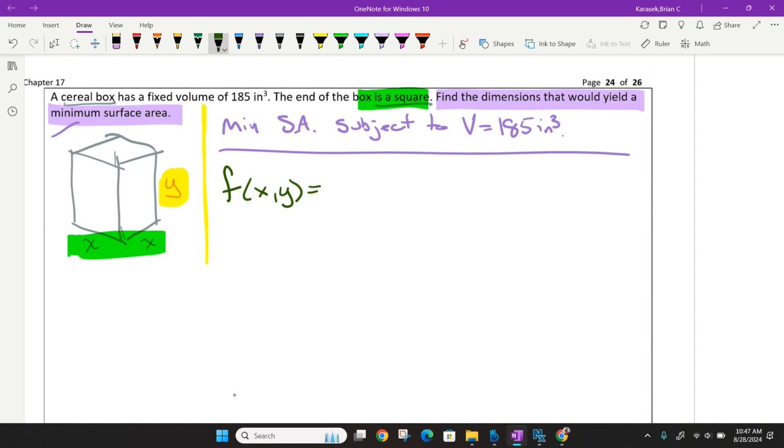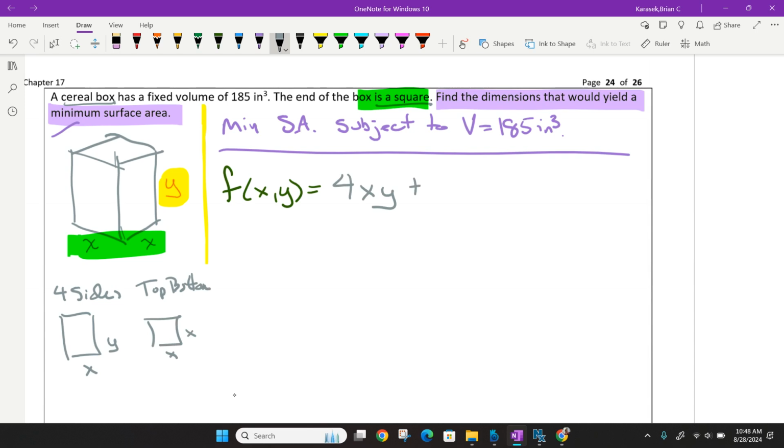Now, how do I find the surface area of a box? Well, if I take a look at what's going on over here, if I were to take out a pair of scissors or a box cutter or whatever and slice this box up, I would get four sides that all look like this. They're all x by y. And then a top and a bottom that were squares that were x by x.